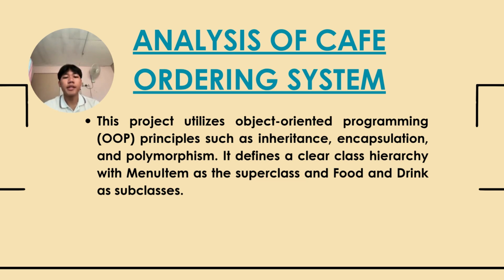Let's move to analysis of cafe ordering system. This project utilizes object-oriented programming principles such as inheritance and encapsulation and polymorphism. It defines a clear class hierarchy with menu item as the superclass and food and drink as subclasses.